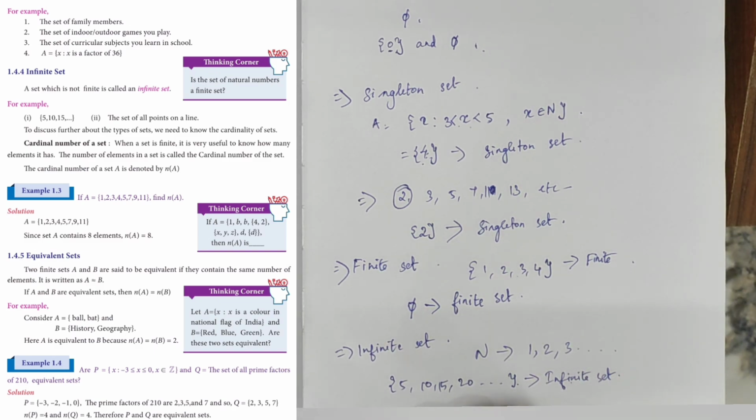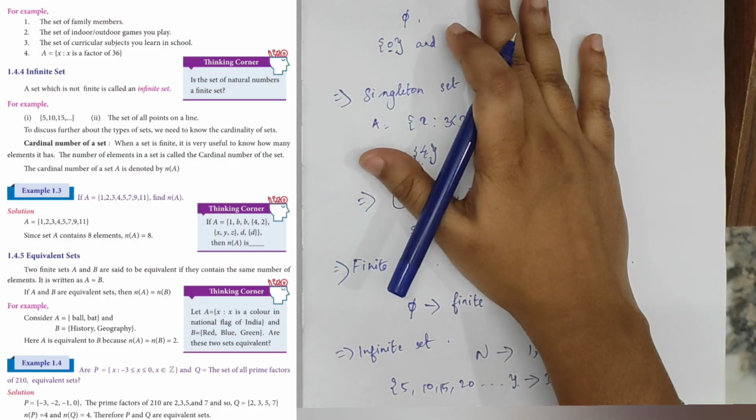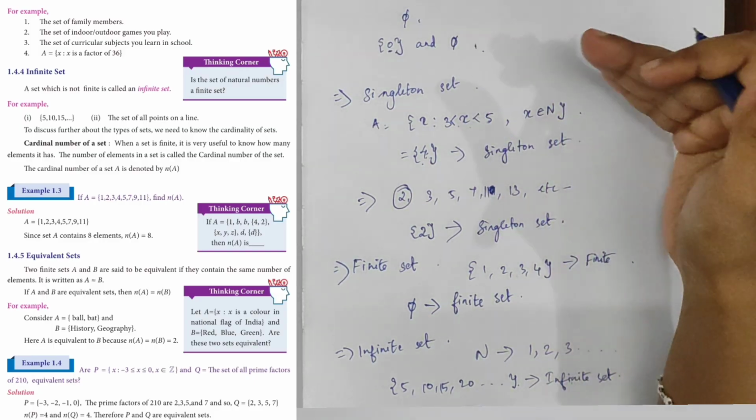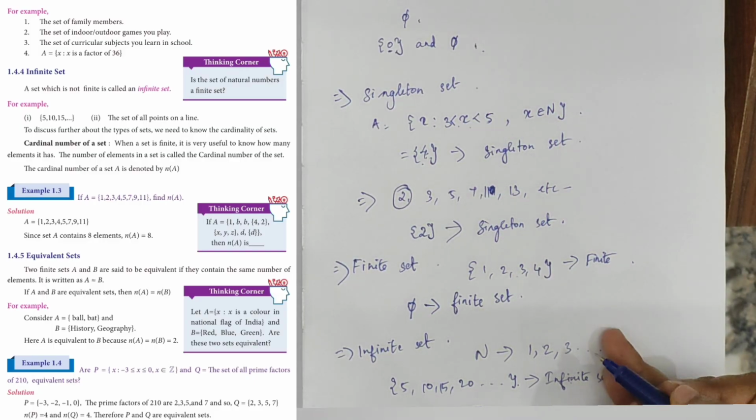All points in a line. In this line, there are numerous points and we cannot count them, isn't it? So this one is also an infinite set. So is the set of natural numbers a finite set? As I already said, the set of natural numbers is an infinite set.